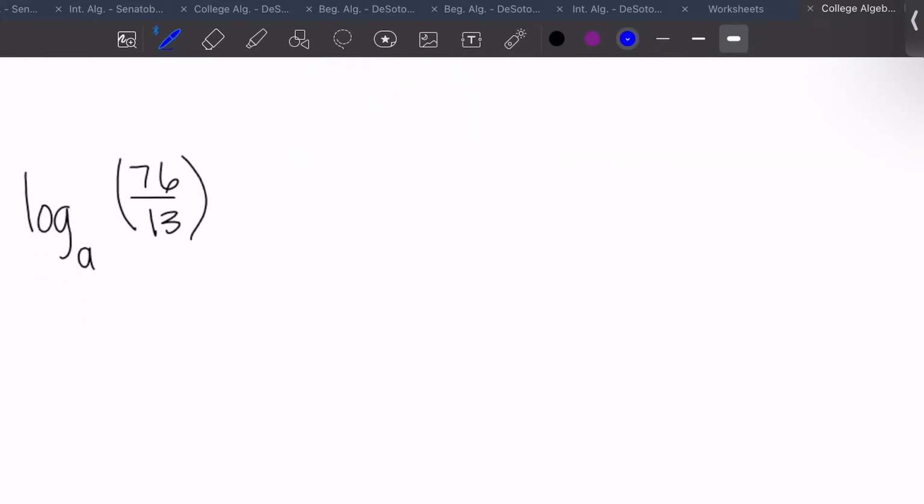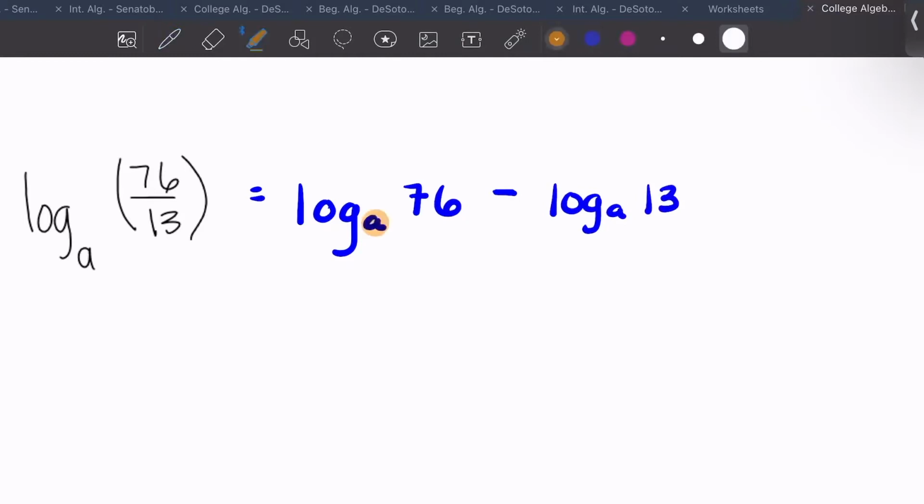Here, we are dividing in our parentheses, so we are going to subtract our logarithms, okay? So you're going to have log base a of the numerator, 76, minus log base a of the denominator, 13, okay? Your bases are the same, and then you'll have numerator minus denominator, okay?